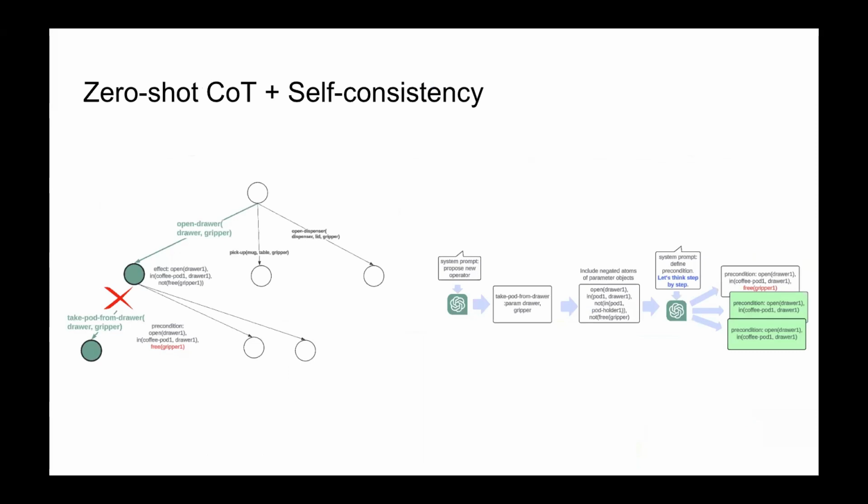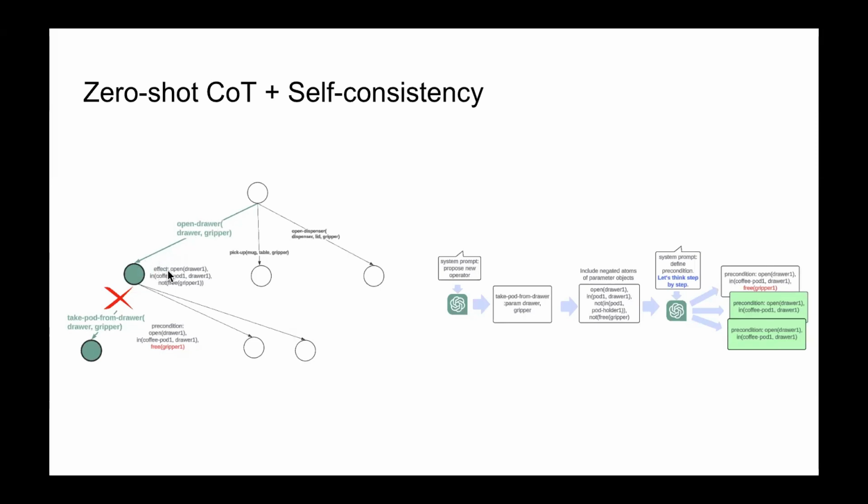So what we did in our research is we also integrated chain of thought, zero-shot chain of thought prompting and self-consistency into our hybrid LLM symbolic AI planner. And here, this is a case where if you just straight up prompt the large language model to generate a new operator, it actually doesn't do the job, it actually fails. So what happened here is the large language model is prompted in this state to propose a new operator, and it proposed the open drawer operator.